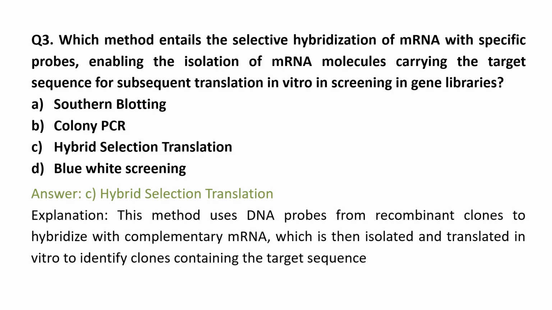So the answer is hybrid selection translation. This method uses DNA probes from recombinant clones to hybridize with complementary mRNA, which is then isolated and translated in vitro to identify clones containing the target sequence. This technique is essentially used to identify and isolate specific mRNA molecules from a gene library, in which you can identify clones carrying the target sequences by selectively hybridizing mRNA with specific DNA probes.